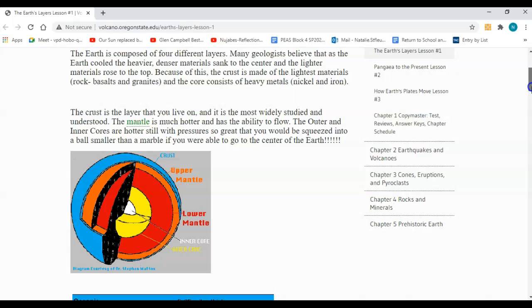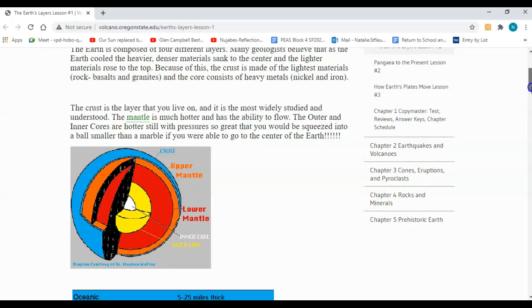The crust is the layer that you live on, and it is the most widely studied and understood. The mantle is much hotter and has the ability to flow. The outer and inner cores are hotter still, with pressures so great that you would be squeezed into a ball smaller than a marble if you were to go to the center of the Earth.